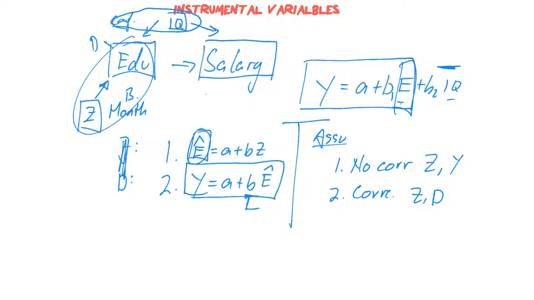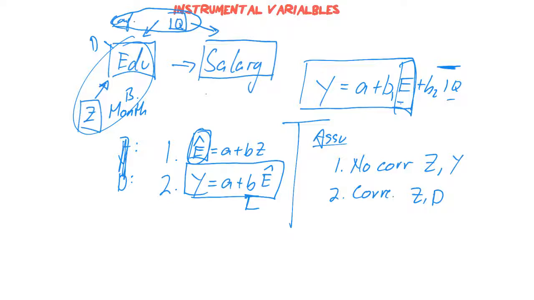Now, the second assumption we can test for. It's possible to test whether there is a correlation between the month you were born and how much education you get, for example. That's fine. It is impossible to test for the first assumption. Is there a direct relationship between the instrument and outcome? We have to use theory, we have to try to make it plausible somehow, but you can't really test it. So that's a problem with this method.